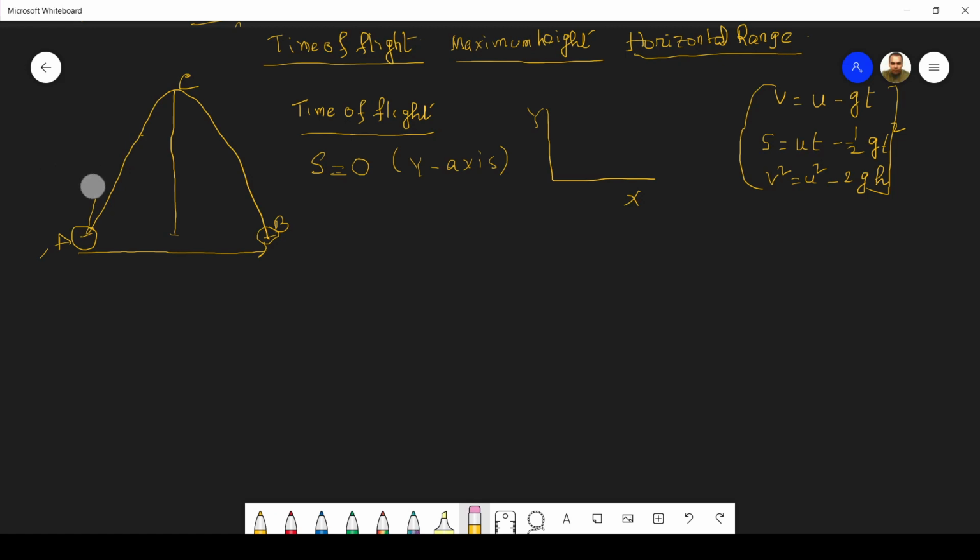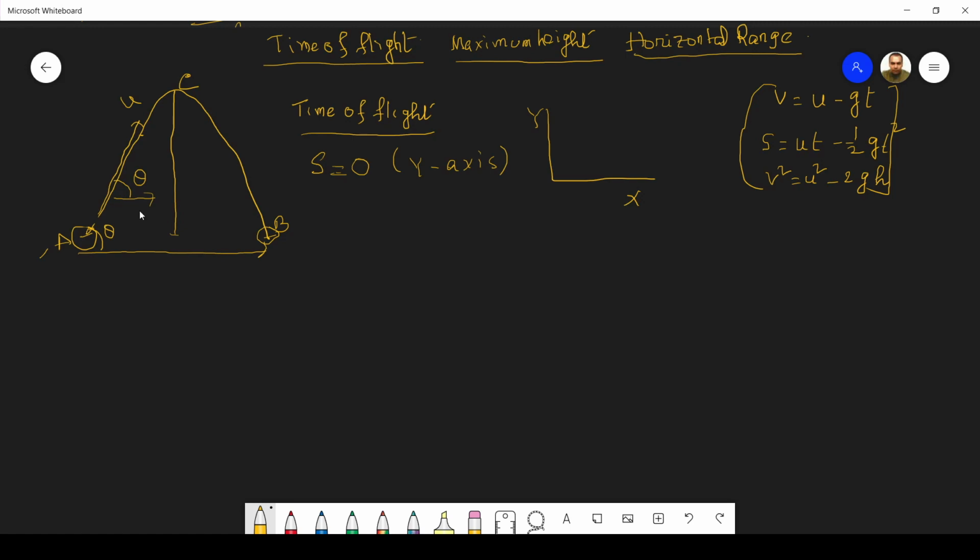Again, suppose the projectile, the object, is projected with a velocity of, suppose, u. The projectile is projected with a velocity u that makes an angle theta with the horizontal.